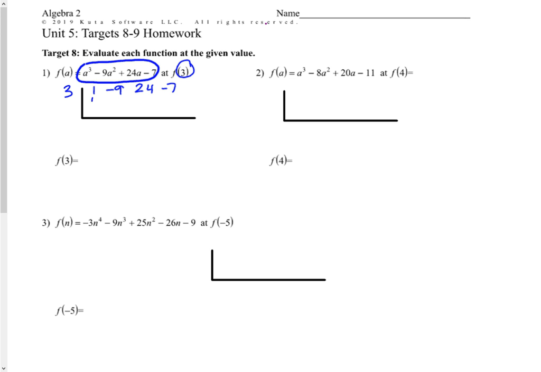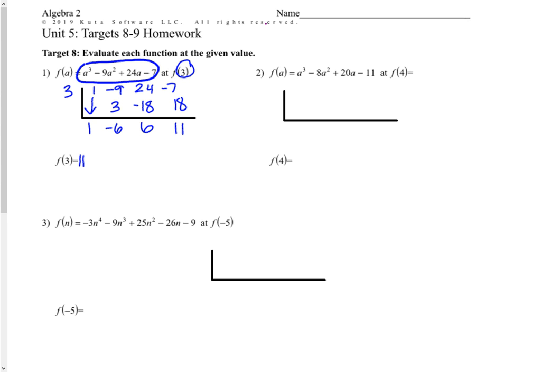First thing I do is drop my first number, so I drop 1. And then I do 1 times my number on the outside, so 1 times 3 is 3. -9 plus 3 is -6. -6 then, again, times that outside number always. -6 times 3 is -18. 24 minus 18 is 6. 6 times 3 is 18. -7 plus 18 is a positive 11. So I know f of 3 equals 11. Remember, it will always equal what your remainder is.